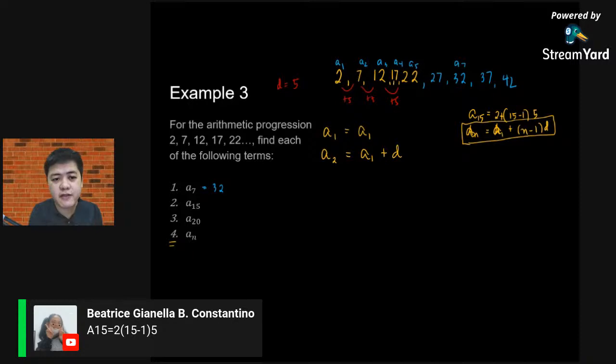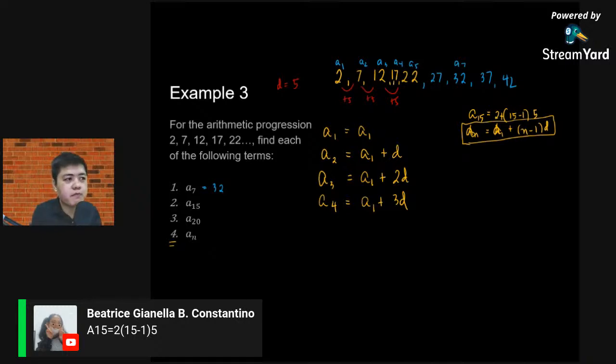Okay. Yung a sub 2, you can get a sub 2 by a sub 1 plus the common difference d, or the 5. You can get a sub 3 by getting a sub 1 plus adding the common difference twice. So it's a d plus a d, or a 2d. And then a sub 4, you can get a sub 4 by a sub 1 plus adding the common difference thrice. So it's 3d. Okay, and so on.